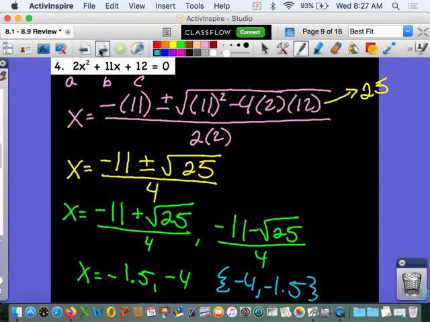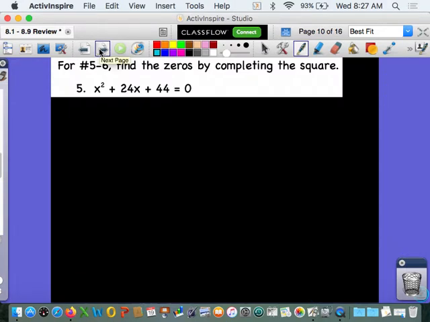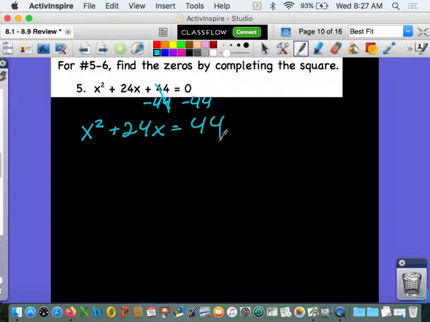All right. On the back, find the zeros by completing the square. What do I have to do first? Subtract 44. Get the c value to the other side. Minus 44 on both sides. That leaves me with x squared plus 24x equals negative 44. Now what do you do?